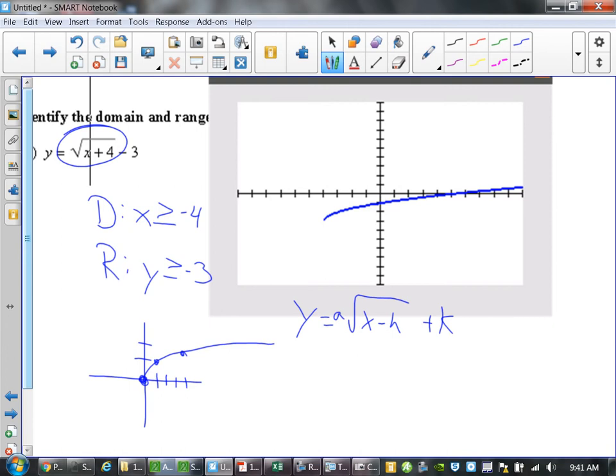If there was an a value up front, it would just increase it or decrease it. It could reflect it by being negative. Use the calculator, and remember that domain stands for all your possible x values, and your range stands for all your possible y values. It is very simple to interpret that via the graph, and that's what I'm doing. Does that make sense?